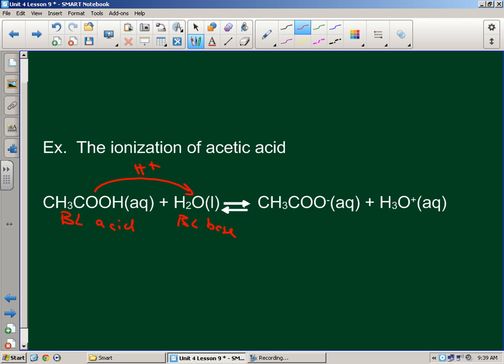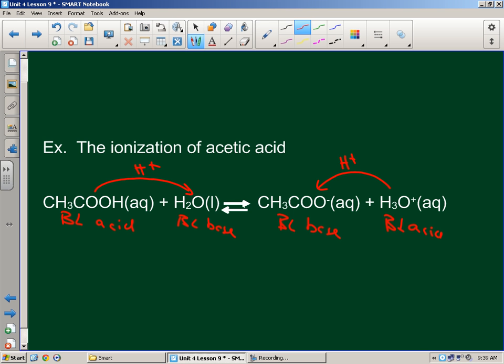All right. And then if we look at the other side, which way is the H plus going? How do I get from H3O plus back to water? Looks like I'm going to be doing H plus there. So this would be the Bronsted-Lowry acid, and this would be the Bronsted-Lowry base. Proton donor, proton acceptor. Okay?